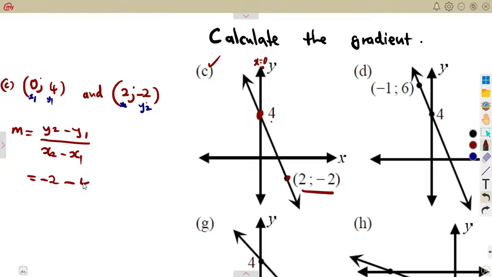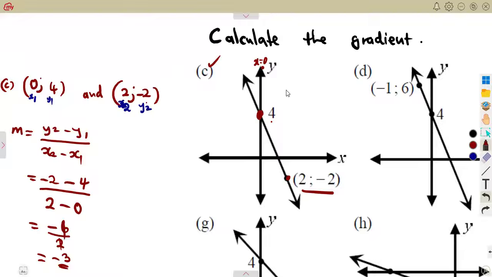So y2, that's -2, minus y1, that's 4, over x2, which is 2, minus x1, that's 0. You can just use your calculator, or you can simplify: -2 minus 4 is -6, over 2 minus 0, which is 2. Then divide, and that is -3, just like that.